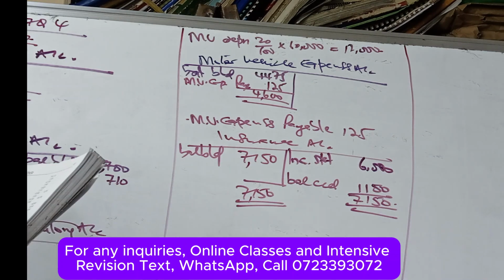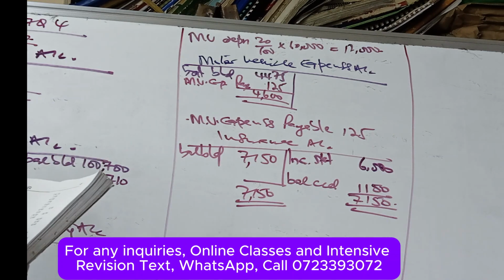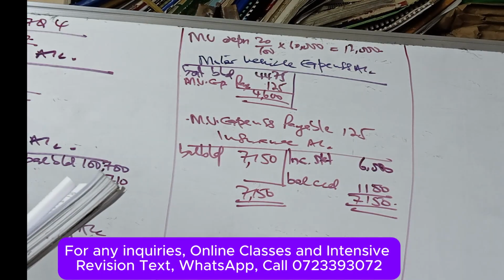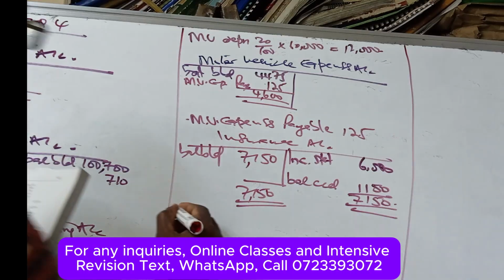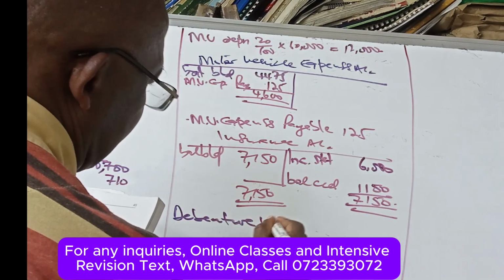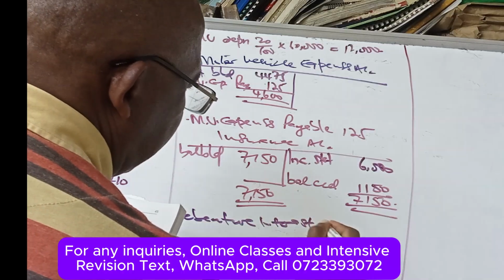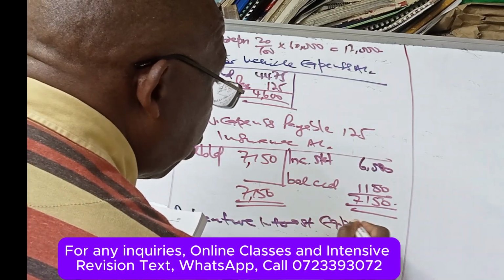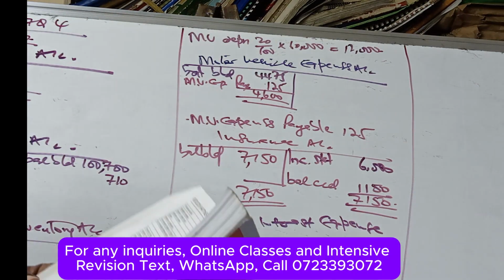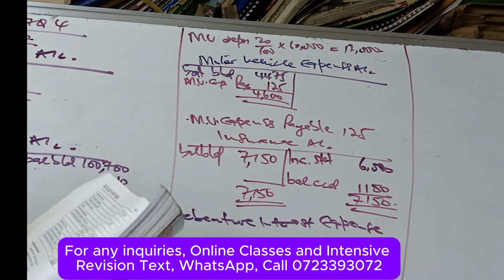Number 8, provision is made for the outstanding debentures. Even if we are not told, you must get the debenture interest expense. First of all, you calculate debenture interest expense, even if the question does not tell you. Some questions will not even tell you, but they will show you the amount paid and the interest rate.